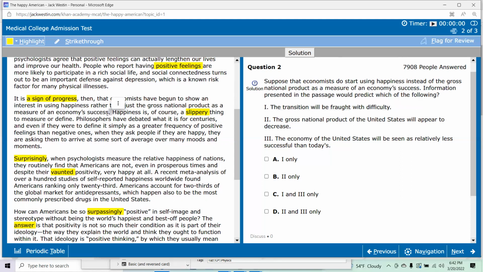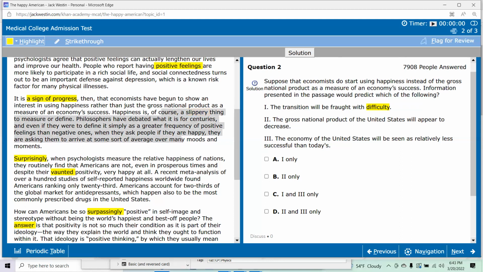According to this, if you just look at this paragraph, do you think he thinks it's easy to measure happiness or is it difficult to measure happiness? I think he would say it's difficult. I think he would say it's difficult, yes. So right now, let's lean on the yes side for one. Because he's saying it's slippery, right?